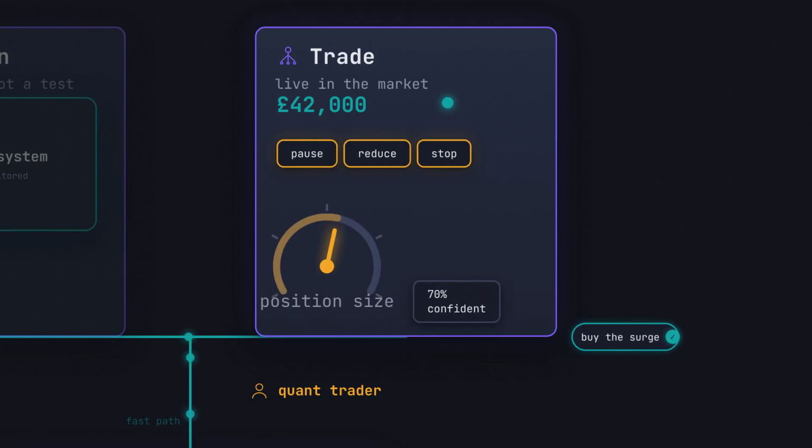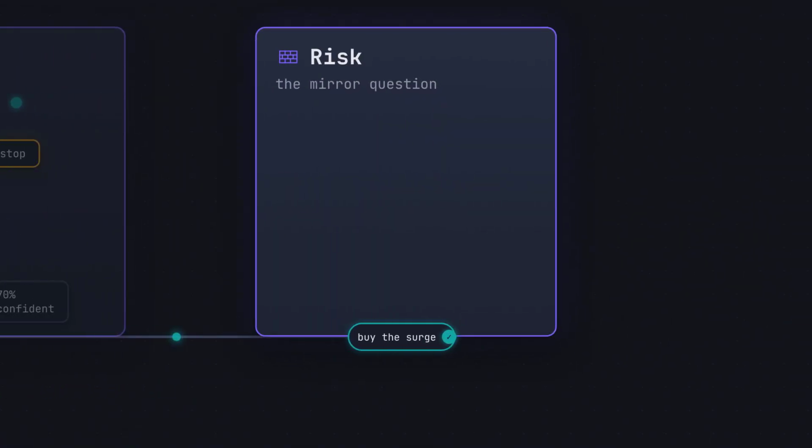Traders also help decide position size. Position size means how much money to place behind each trade. Even a good model is wrong a lot of the time. Being 70% confident that a team will win does not mean betting your entire savings on the match. The size of the bet matters as much as the prediction.